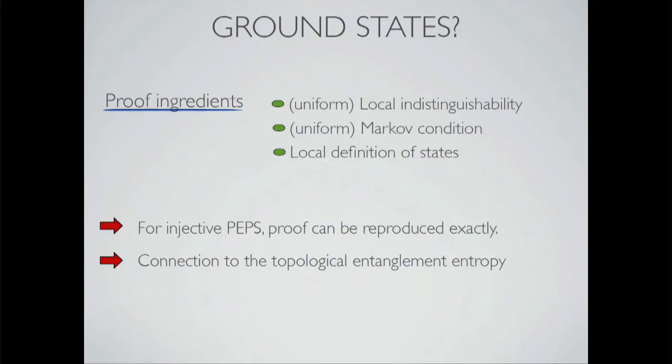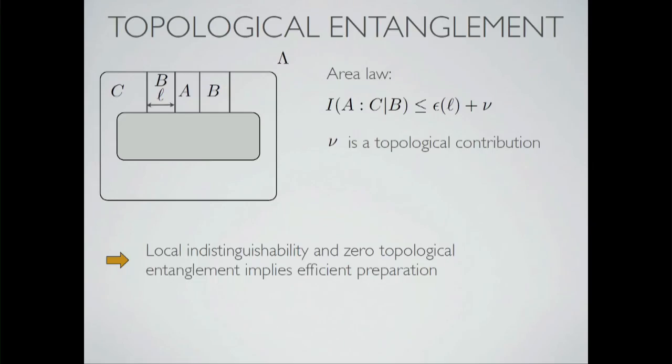So this seems to be quite generic. And now what's interesting is there's a natural connection to the topological entanglement entropy. If you remember in the proof, I said that we need the Markov condition and the exponential decay of correlations condition to hold on non-contractible regions.